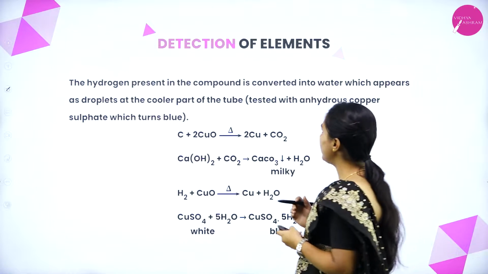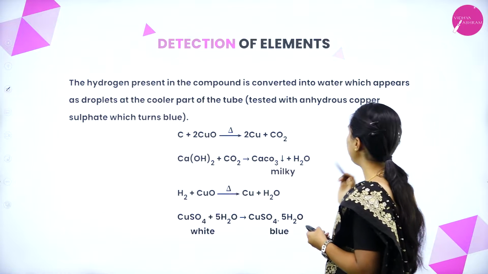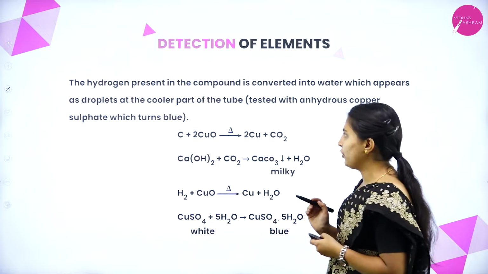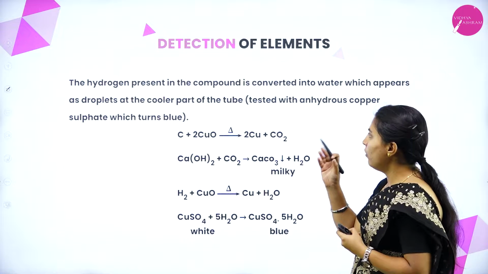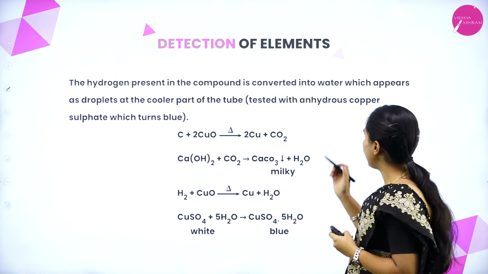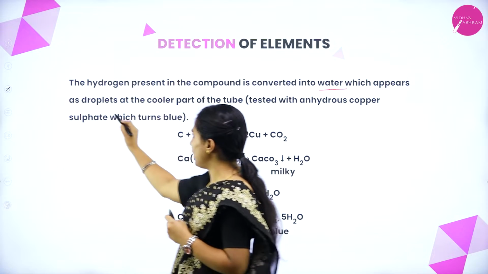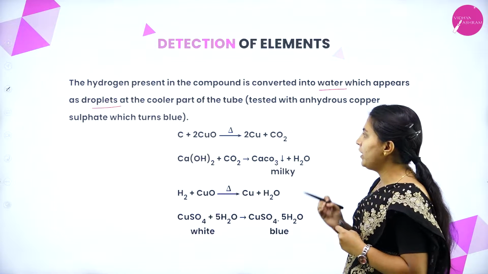The hydrogen present in the compound is converted into water, which appears as droplets at the cooler part of the test tube. That's what we saw in the carbon test. Now, the hydrogen present in the compound is converted into water, which appears as droplets at the cooler part. Anhydrous copper sulfate is used to test this, and it turns blue.